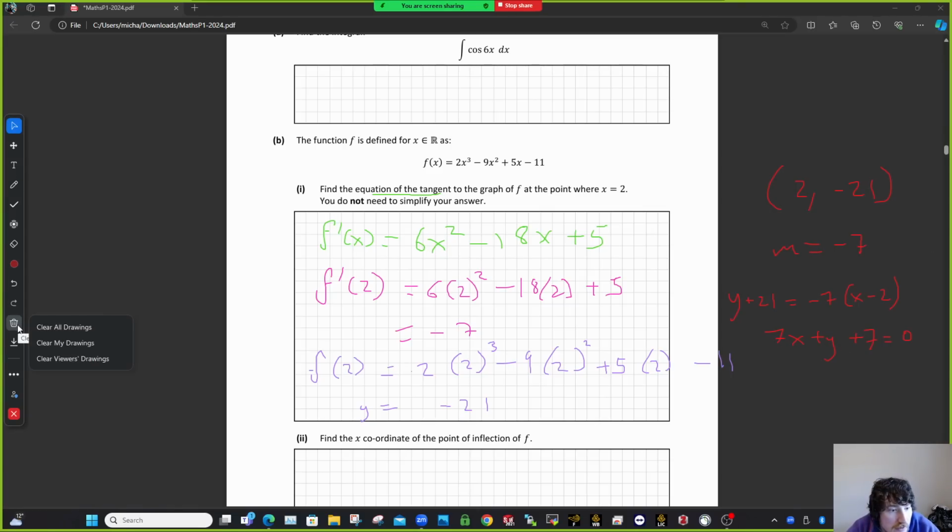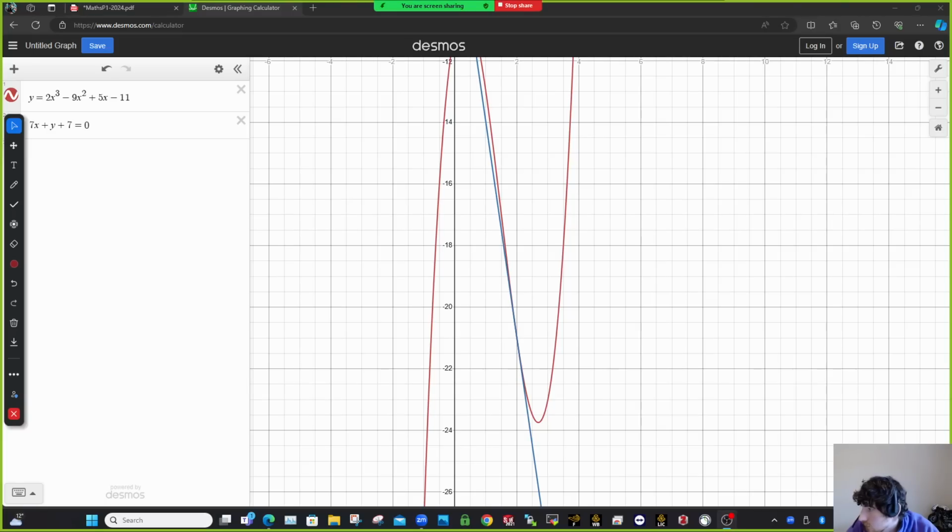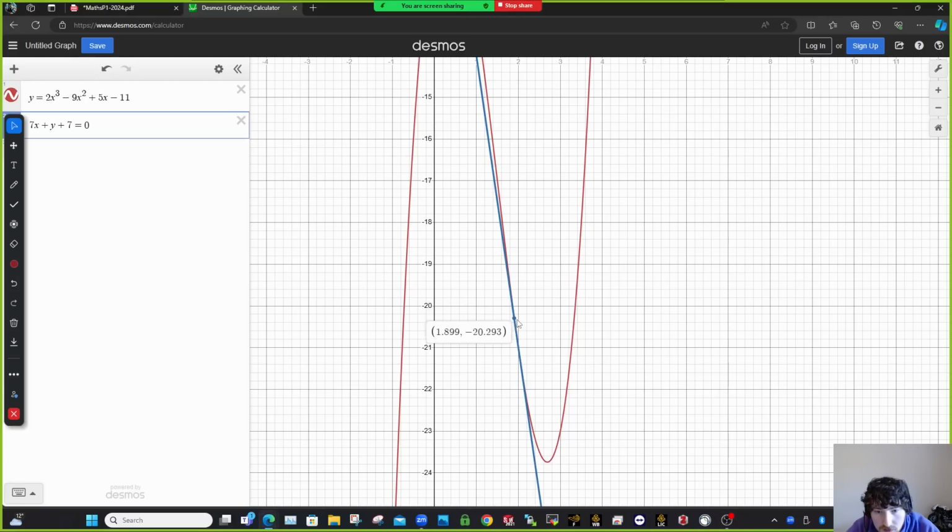So I have it done in Desmos here. We'll drag it onto the screen here. Okay, you can see that there. So there are your equations, and you can see the blue line is the tangent, and you see that's a tangent there at an x value of 2. So it does what it's supposed to be doing.